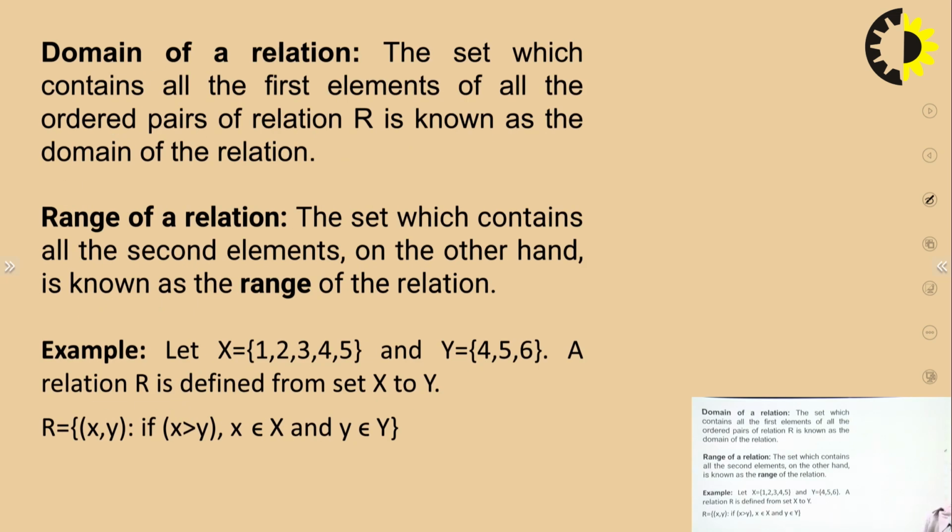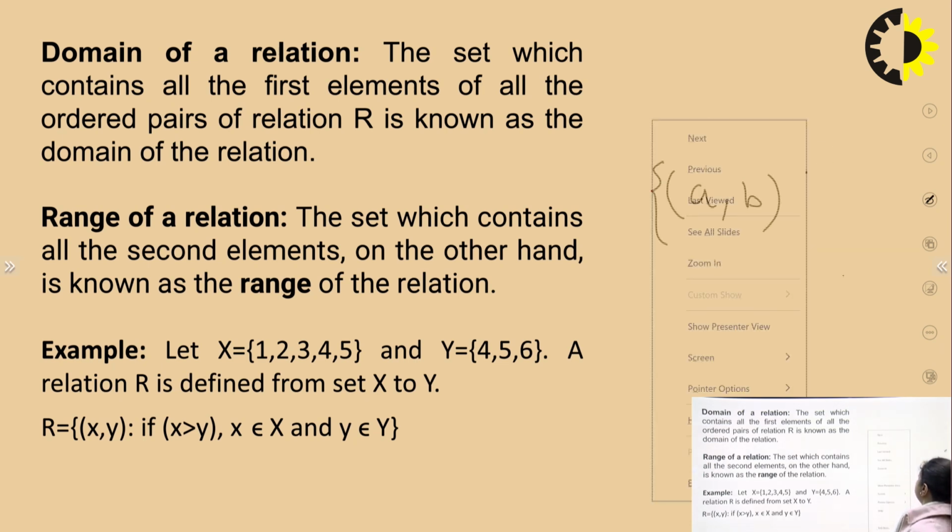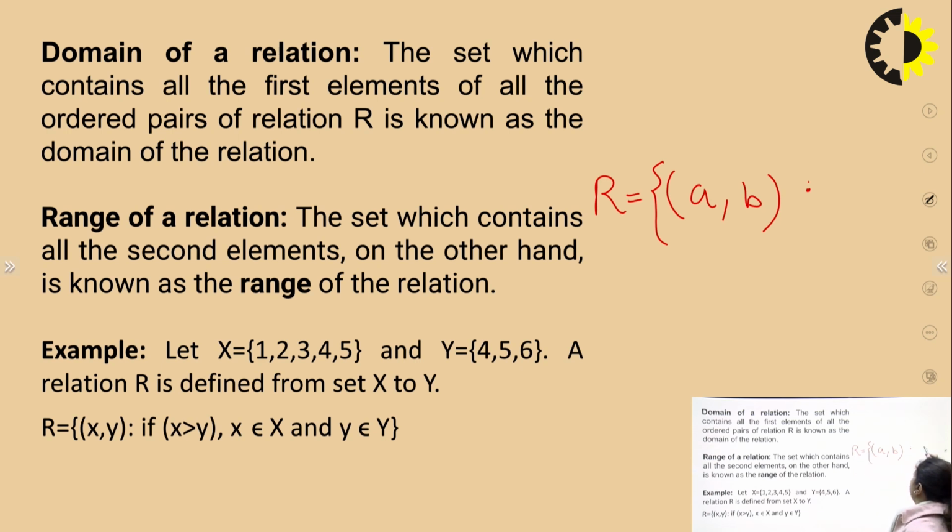Now, moving ahead, we have two terms associated with a relation: domain and range. So, what is the domain of a relation? Suppose I have some ordered pairs (a, b) in the relation, with the condition that (a, b) belongs to R with some condition.